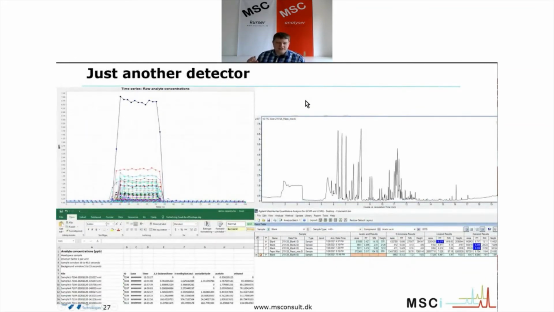Now, all this extra fancy stuff about that we have plasma and stuff like that before, it just means it's the way that we do it. When you work with it, it's just another detector. You can see here we have a GC chromatogram from some Pepsi analysis. You get a chromatogram, you integrate it, and as usual.